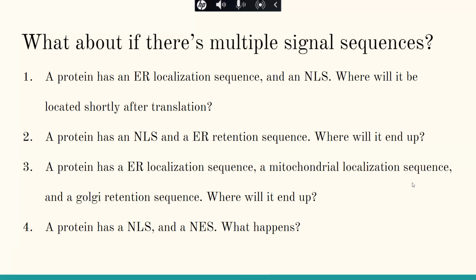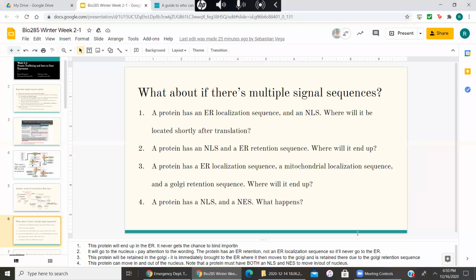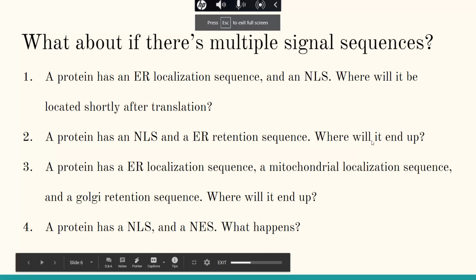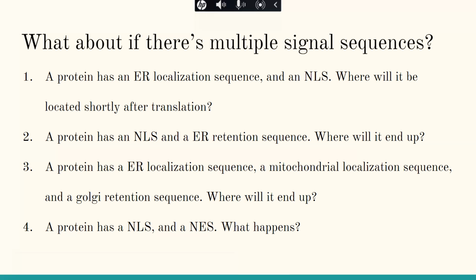Okay, yeah. So a protein has an NLS and an NES. What happens? It would be a protein that could go in and out of the nucleus. Or I think she was saying, for cell division, they break down the nuclear envelope, so it needs to keep that nuclear localization sequence. Yeah, that's right. That's exactly right.